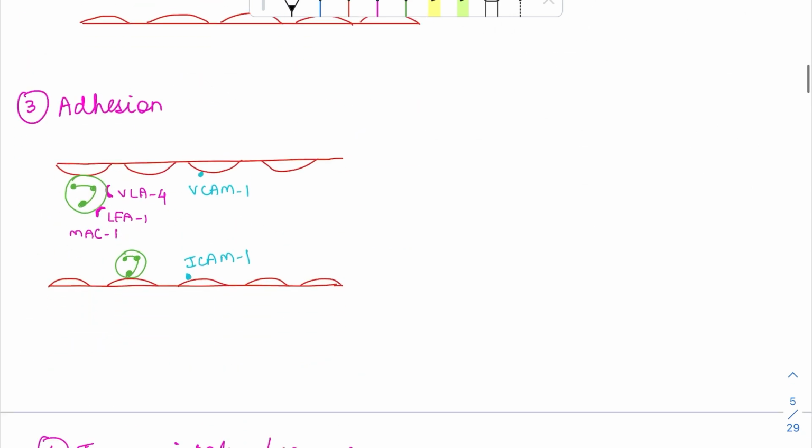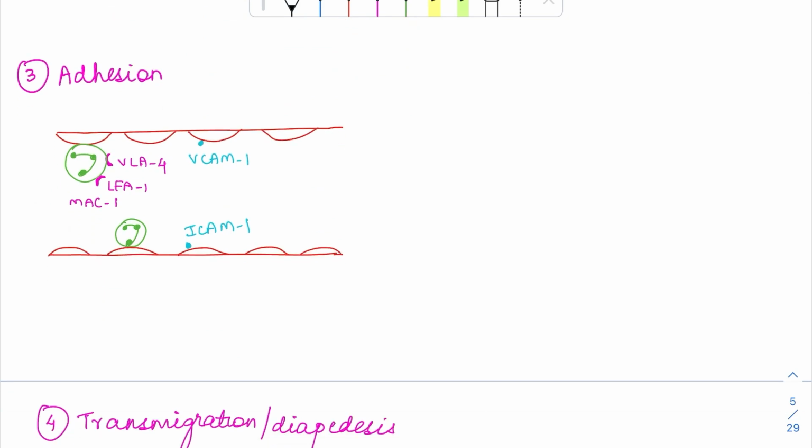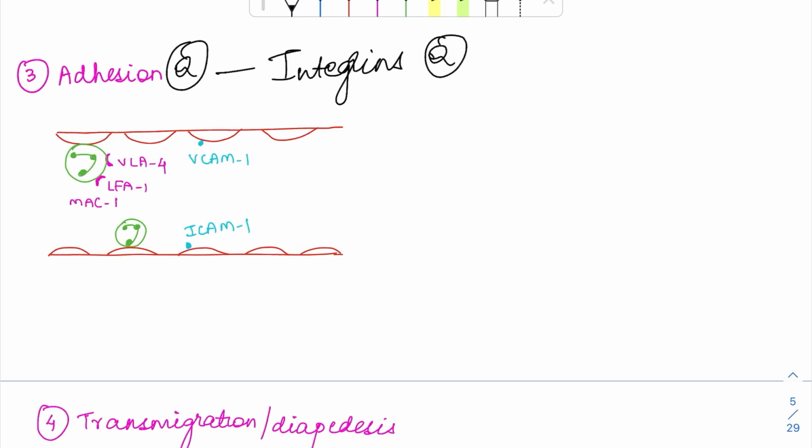Okay. Then comes adhesion. So adhesion is the step wherein the WBCs come and have a strong attachment with the endothelium. So the affinity between the endothelium and the WBCs is going to be quite strong, and that will result in the adhesion step. And adhesion is going to be mediated by integrins. So rolling is by selectins and adhesion is by integrins. So integrins are present on the WBCs normally.